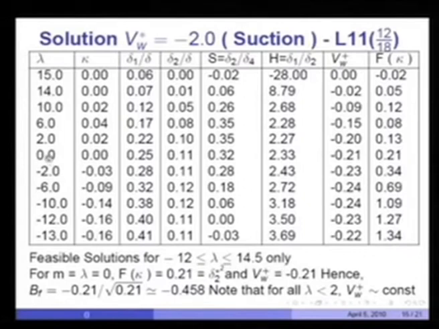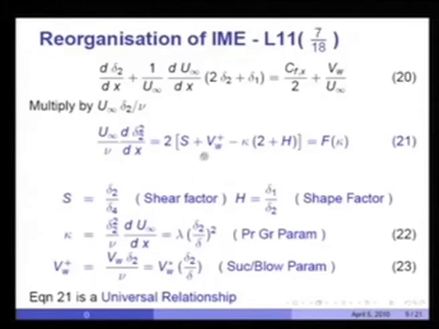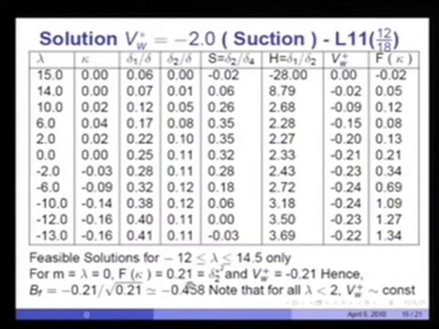The remarkable feature of this solution is that for a very mild acceleration to all the adverse pressure gradients, the value of V w plus is almost constant. On the suction side, V w plus is almost constant. For lambda equal to 0, f kappa is about 0.21, and that must equal delta 2 star square, and V w plus equal to minus 0.21. This amounts to B f equal to minus 0.21 divided by root 0.21, which is 0.458.